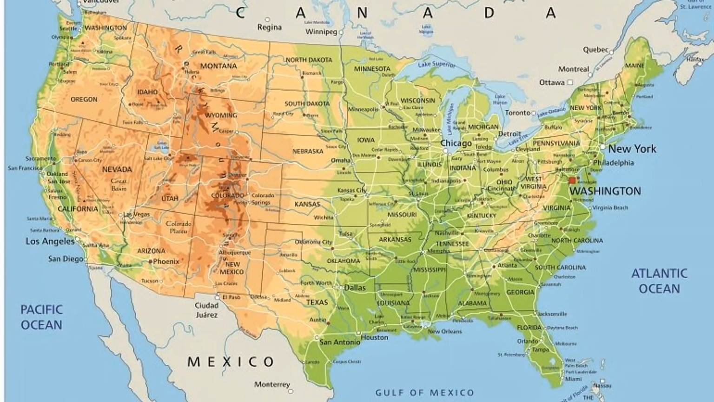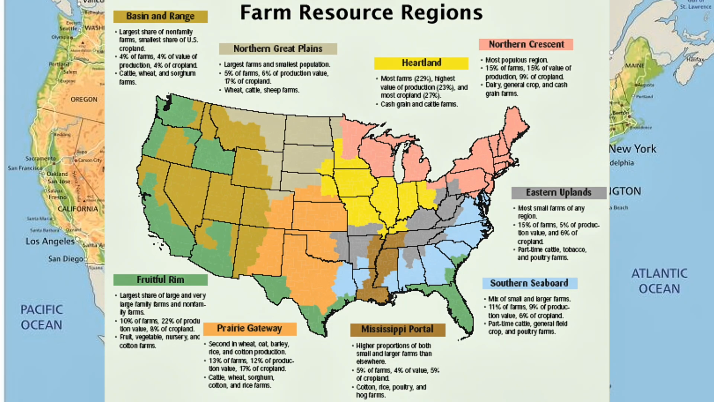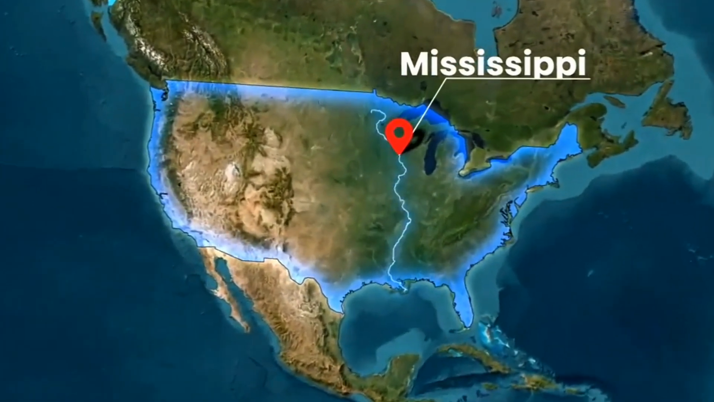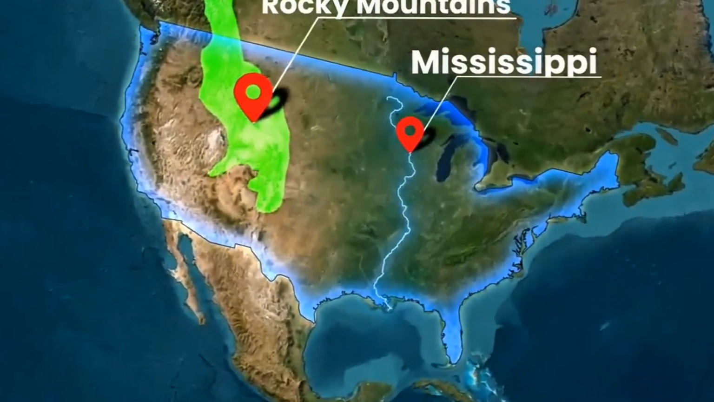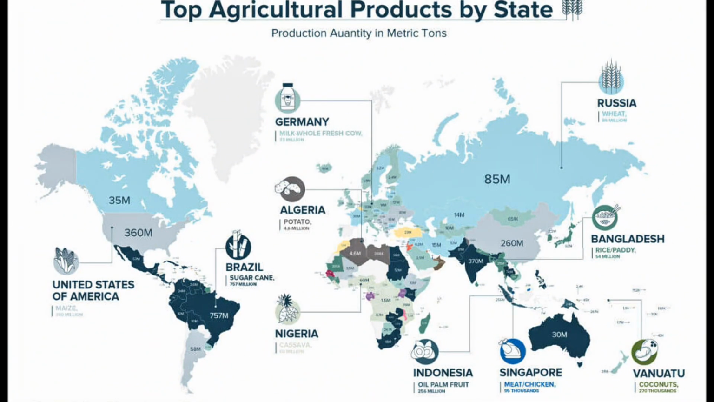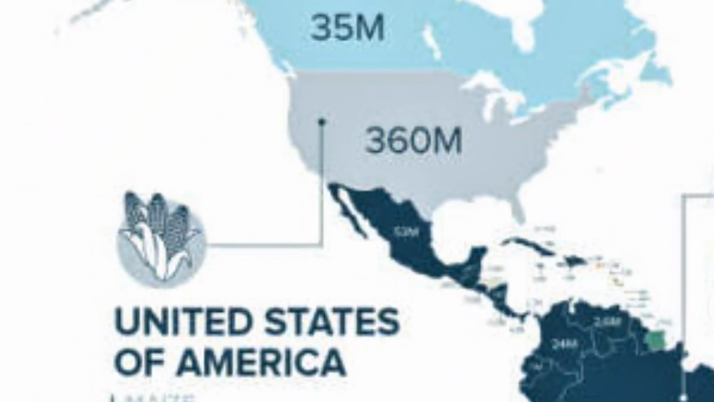The land itself is another foundational asset. Large portions of the U.S. territory are devoted to agriculture, from grain production across the Great Plains to diversified farming regions throughout the Midwest and California. This agricultural capacity positions the U.S. as one of the world's leading food producers.